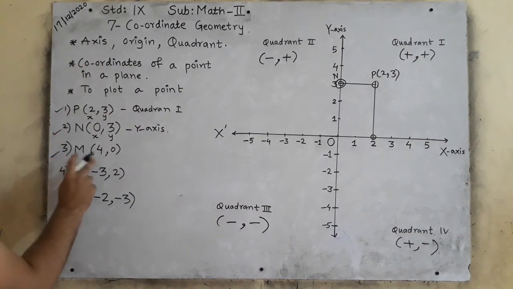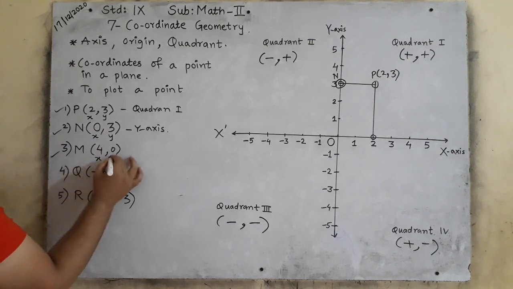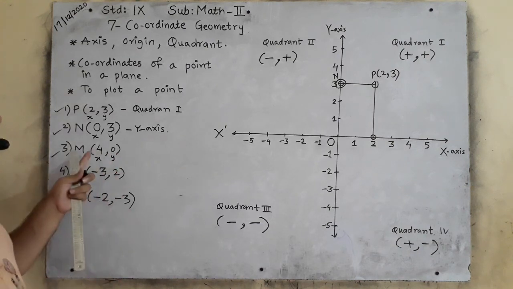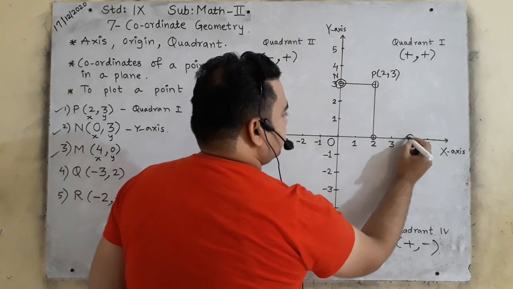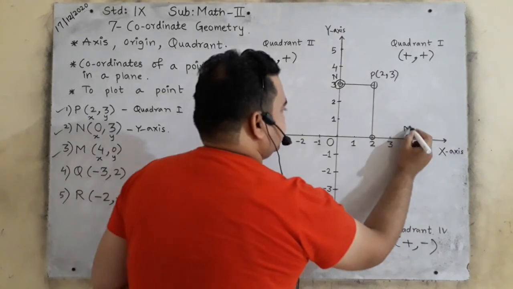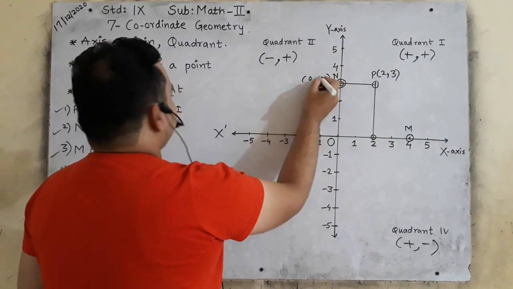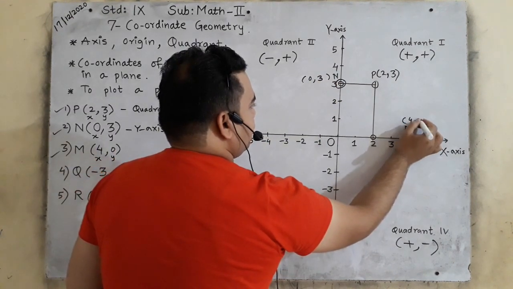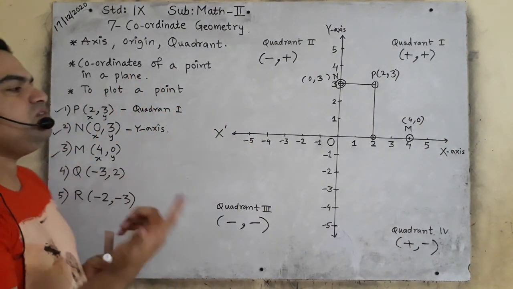Point M. Point M has two coordinates 4 and 0. So this 4 is x axis and y is 0, on y axis. So हमको 0 नहीं लेना है, only x लेना है, that is 4. x axis that is 4 here. Okay, here. And that is the point M. So N point was what? 0, 3. And just tell me M point is what? 4, 0.